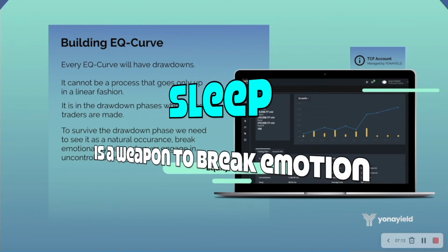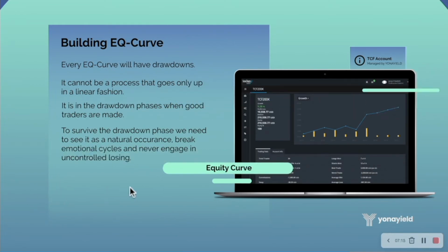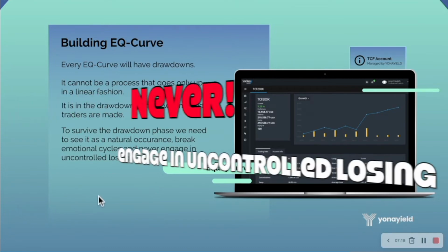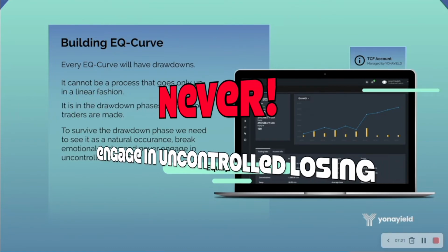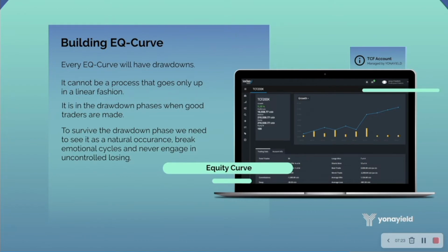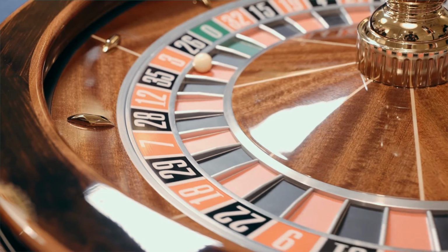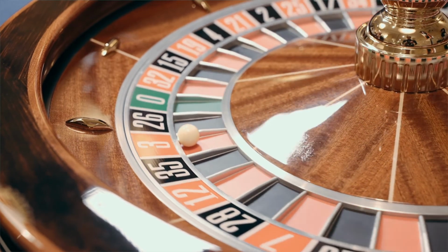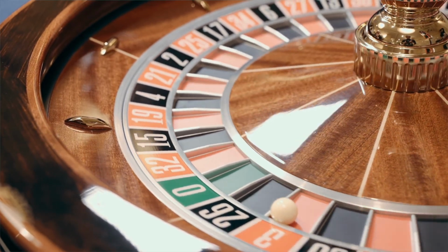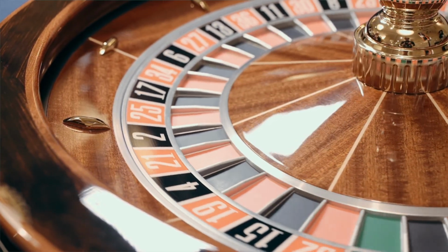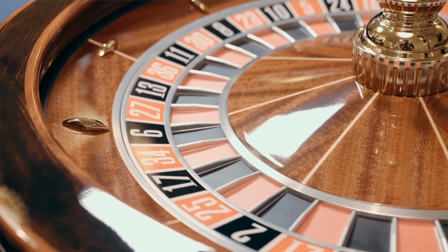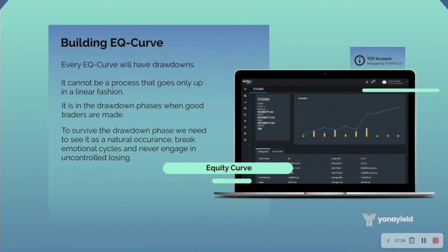Then we need to break the emotional cycles, because if we cannot do that, we will engage in uncontrolled losing, and this is very bad behavior. You should never engage in uncontrolled losing. This is what unprofessional traders do. They just say, I'm in drawdown, so I should maybe increase my lot size, or I will increase the stop or whatever, and then I don't have any control anymore really about my losing, because if I give in one time, it will happen again, right?